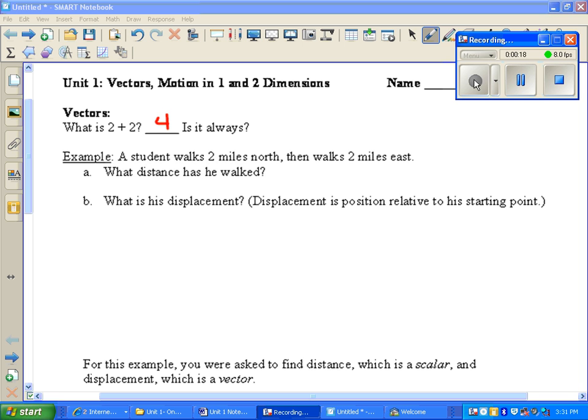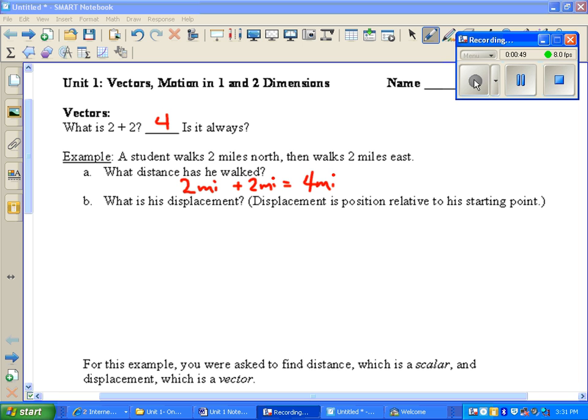And I'm going to give you an example where, depending on how I ask the question, 2 plus 2 is going to equal 4. But if I ask it in a different way, it won't equal 4. So the student walks 2 miles north and then 2 miles east. And in part A, we're going to say, what is the distance he has walked? Well, for the distance, we're just going to take the 2 miles that he walked north and add it to the 2 miles he walked east, and we're going to end up with 4 miles. So if I wanted to know the total distance, I don't have to worry about direction, and I just do 2 plus 2 equals 4.